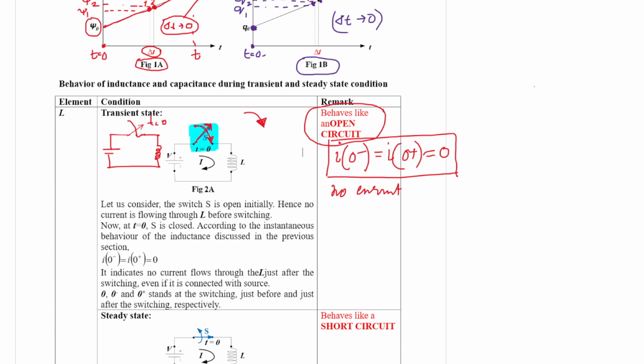So we can say that when a network is undergoing the transient state, an inductor should behave like an open circuit, right? That is the proof, because no current is flowing through it.